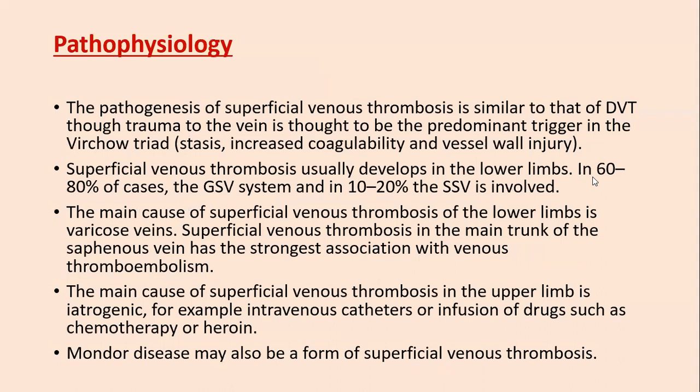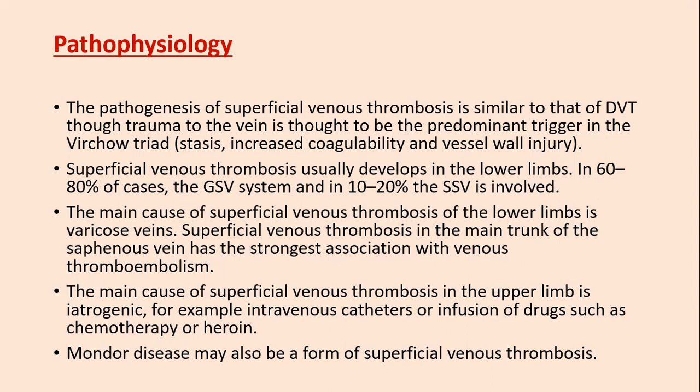Pathophysiology. Pathogenesis of superficial venous thrombosis is almost similar to DVT, although trauma to the vein is thought to be the primary trigger. So in the Virchow triad, you remember that there is trauma, there is an element of stasis, and there is an element of increased coagulability. Among these three factors, trauma is one of the most important factors in superficial venous thrombosis.